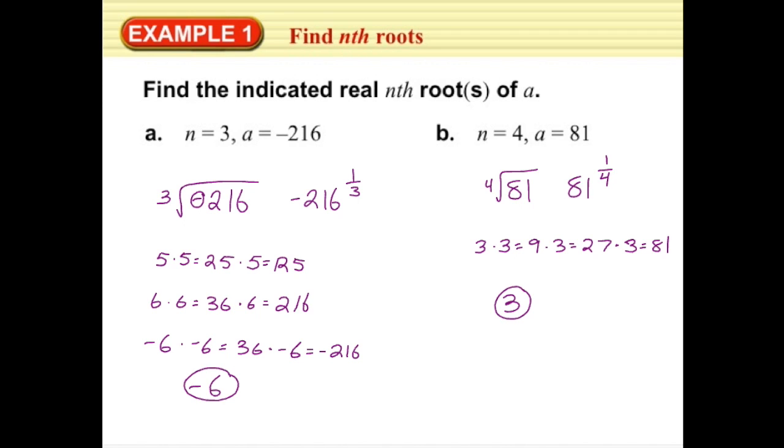If I had started at the value 2, I would have said 2 times 2 is 4, times 2 is 8, times 2 is 16, and that would have been too small. It's not equal to 81, so I would have known that I had to keep moving upwards in my calculations.